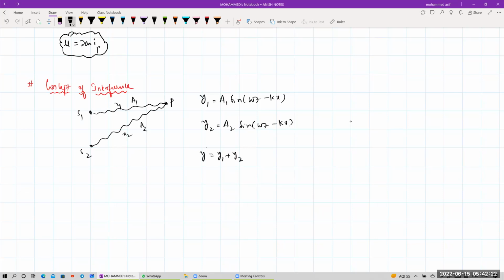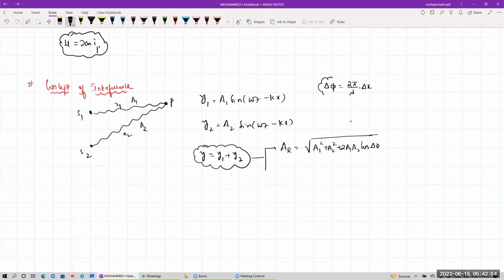That means from this we'll be writing two formulas. This is the principle of superposition, y is equal to y1 plus y2. The first formula is how to calculate the resultant amplitude: A resultant is equal to the square root of a1 square plus a2 square plus 2 a1 a2 cos of delta phi. What is delta phi? Delta phi is known as the phase difference, equal to 2 pi by lambda into delta x. So this is the relation between phase difference and path difference. Delta x is the path difference and delta phi is the phase difference.